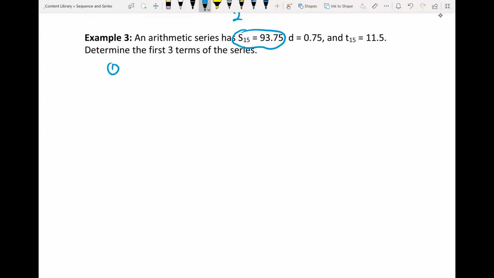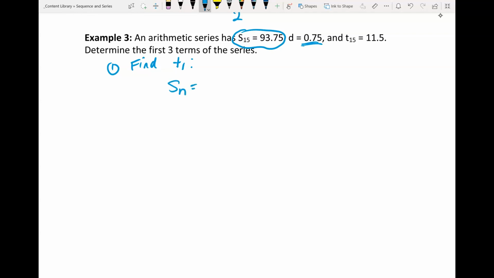So our first step is to find T1, and if I have T1, I can find T2 and T3 very easily because I know the common difference is 0.75. And we're going to find T1 by using one of our series formulas, and in this case I've been given T15 and the sum S15, and the only equation that has Tn in it would be the very first one.